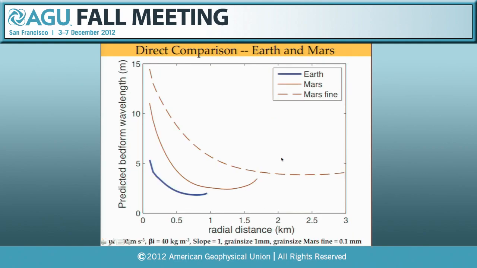And then, to say something about bed forms, the predicted bed forms on Mars are up to a factor of 2 or 3 greater than for the equivalent case on Earth.